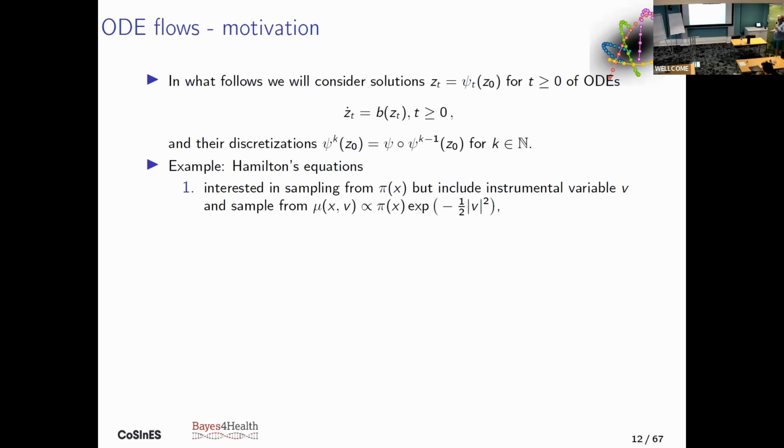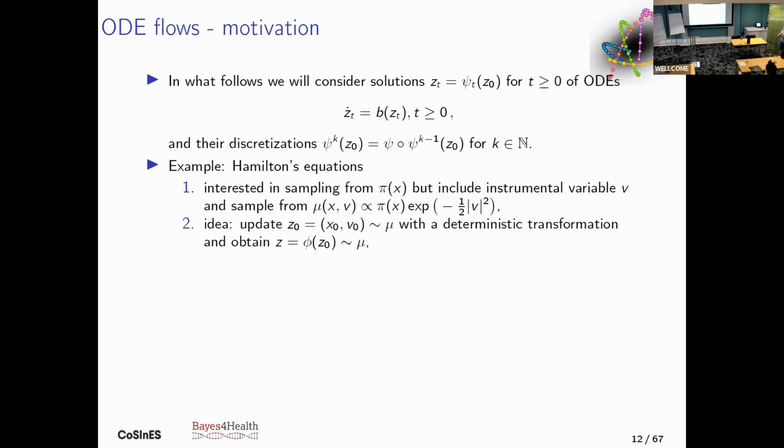So what is the setup? I'm interested now in sampling from pi of x, right? But in order to sample from pi of x, I'm going to make the problem apparently more complicated by sampling from a distribution defined on an extended state, right? So I want to sample from pi of x, but what I'm going to do is sample from a distribution defined on a joint space, where, of course, you can think of v as a velocity, right? So that's the idea. And here I'm going to assume that it is normally distributed.